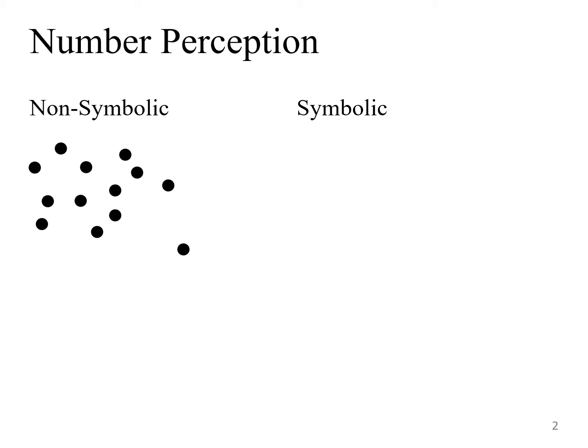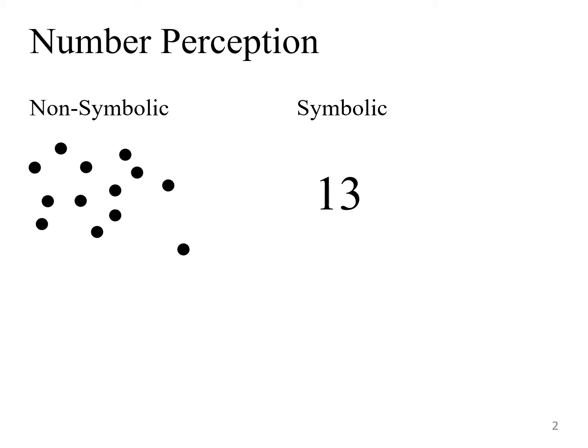Then there are symbolic numbers, the ones we learn in school based on Arabic numerals. If people estimate how many dots are on the left side without counting, most people estimate something around 13. Estimating 12 is also likely, because it is an established finding that people underestimate the number in non-symbolic stimuli.